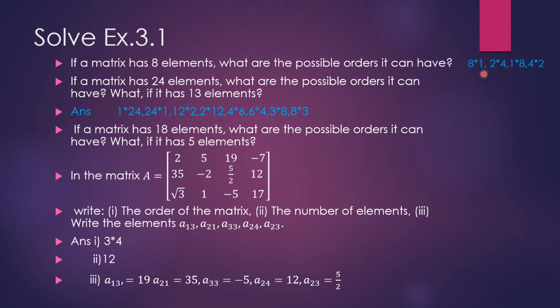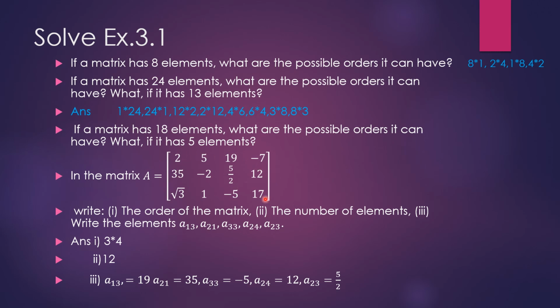There can be 4 possible ways in which I can write a matrix having 8 elements. It can be 8 by 1, that is 8 elements. It can be 2 by 4, again 8 elements. It can be 1 by 8 also, 8 elements. It can be 4 by 2, 8 elements. Next, if a matrix has 24 elements, likewise previously it had 8, now it is 24. So it can be 1 by 24, 24 by 1, 12 by 2, 2 by 12, 4 by 6, 6 by 4, 3 by 8, 8 by 3. Now what if it has 13 elements? That you will write. Similarly, you will solve the third question about 18 elements.